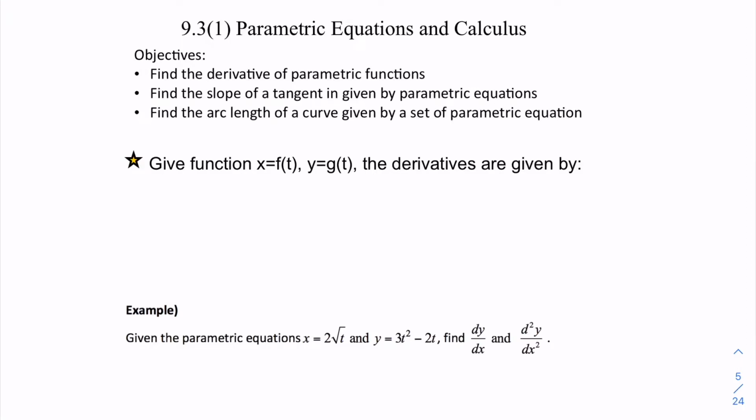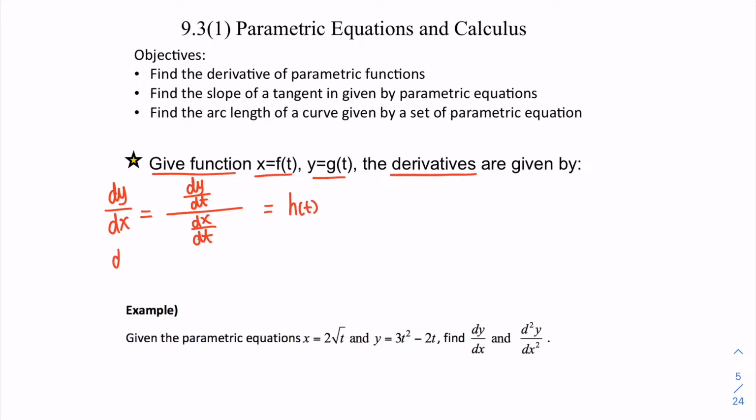Today we are going to go over 9.3 part 1. How do we find the derivative and the second derivative? Given the function x equals f of t, y equals g of t, the derivatives are given by the following formulas. dy over dx equals dy over dt divided by dx over dt. Because both x and y are functions of t, our answer will also be a function of t. Let's call it h of t.